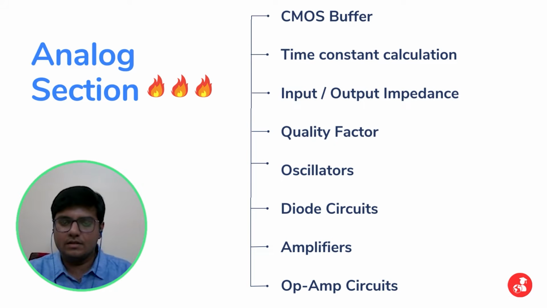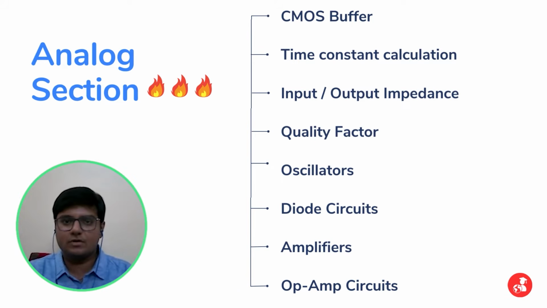Next, there were questions from time constant calculations, like how we should calculate the time constant for a complex network. There were capacitors, inductors, and resistors in that network along with the CMOS buffers, and we needed to calculate the overall time constant for that particular network.